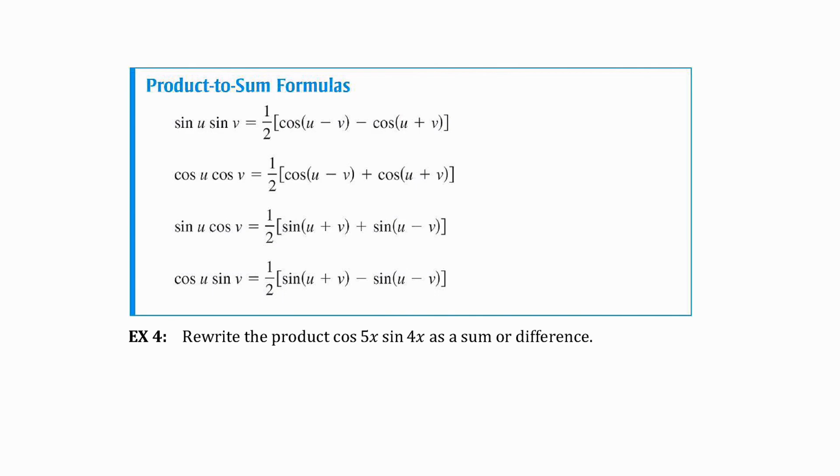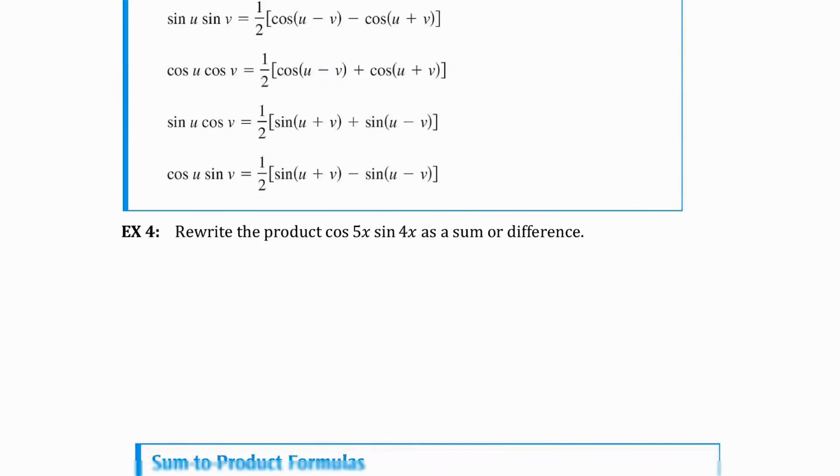Okay. So, example 4, we're asked to rewrite the product cosine of 5x times the sine of 4x as a sum or a difference. So, cosine times sine, essentially we're using this bottom one here. What I would strongly suggest we do is identify what the u is. In this case, the u is 5x and the v is 4x. So really, whatever the angle is in the first trig function, make that u. In the second trig function, make that v.